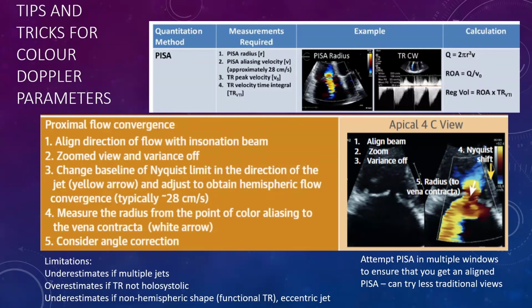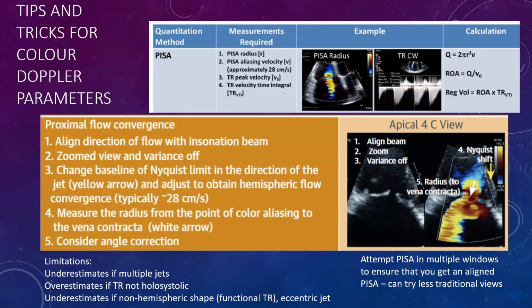You can also try to use as many views as you can in order to get the PISA, because you may not be aligned in one view, but you might be aligned in another view. And then the same thing with the jet for the CW, especially with these eccentric jets. Sometimes you have to use off-axis imaging in order to align with the jet.